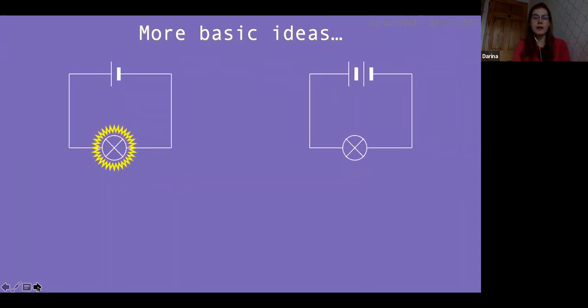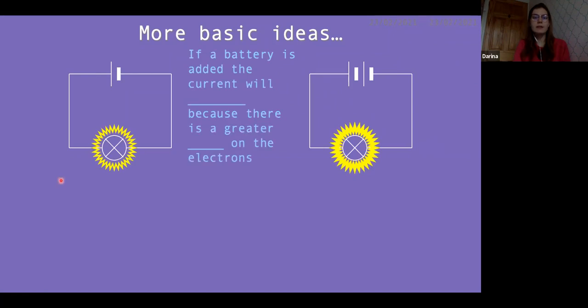I've got a couple of circuits here and I want you to have a think about these statements. Firstly, we've got two diagrams here and I say that if a battery is added, what will happen to the current? Increase, decrease, or stay the same, because there is a greater what on the electrons? We've got a couple of answers already. Have a go. If you're not sure, have a go anyway. We've got some people giving conflicting answers. Remember, the current will either decrease, increase, or stay the same. We've got some people changing their opinions. Please do have a go.